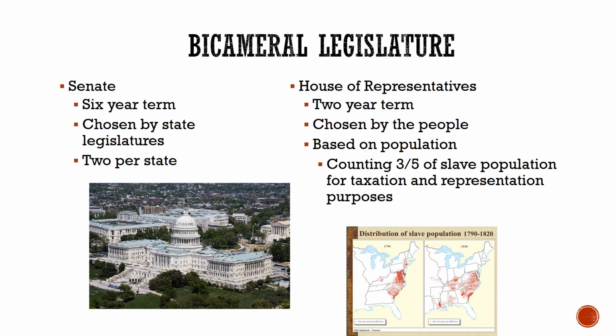If you've already taken a federal government course, this will feel very repetitious.